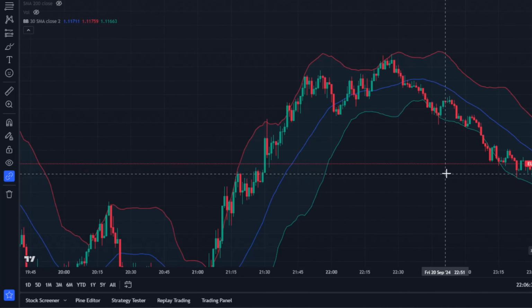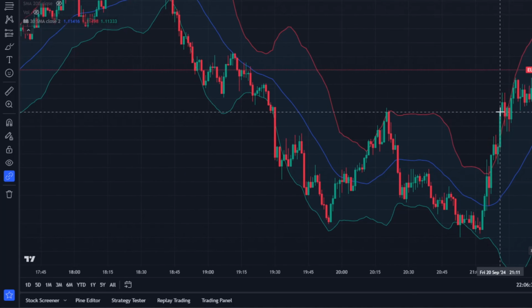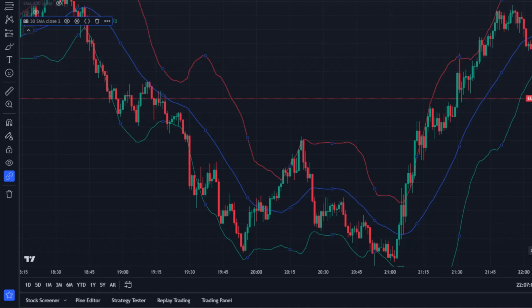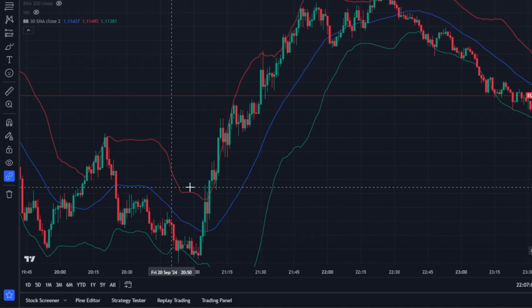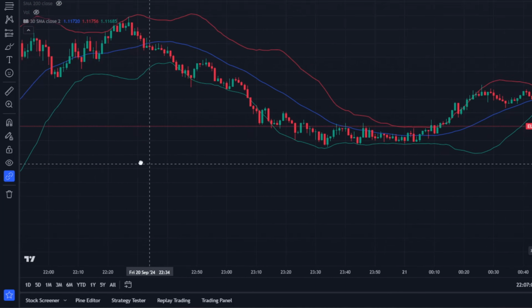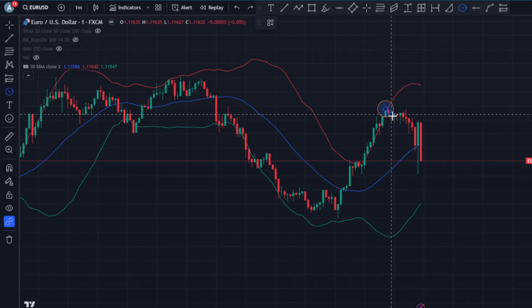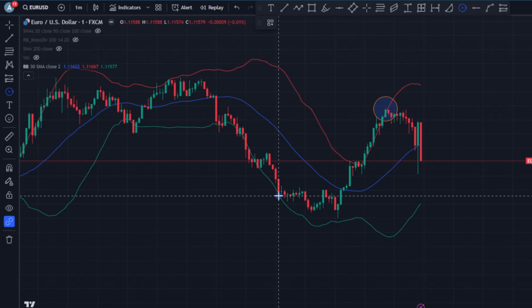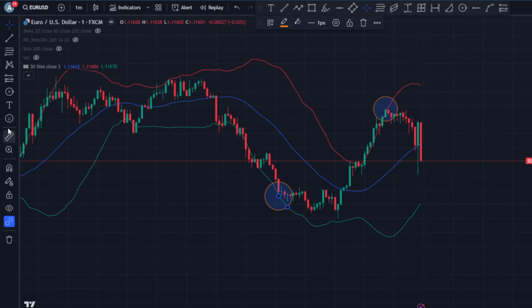How Bollinger Bands work. Volatility measurement. When the bands are close together, narrow, it indicates low volatility. When the bands spread apart, wide, it signals high volatility. Price movements. If the price touches the upper band, the asset may be overbought. Price may decline. If the price touches the lower band, the asset may be oversold. Price may rise.